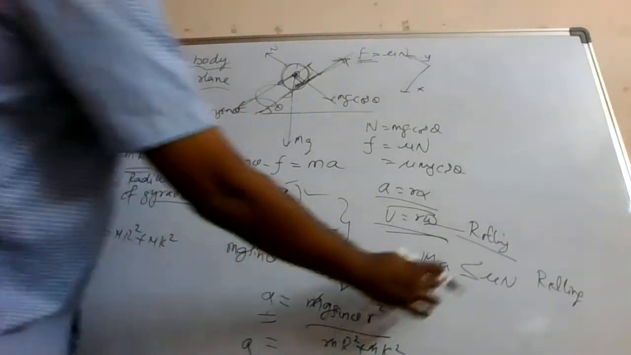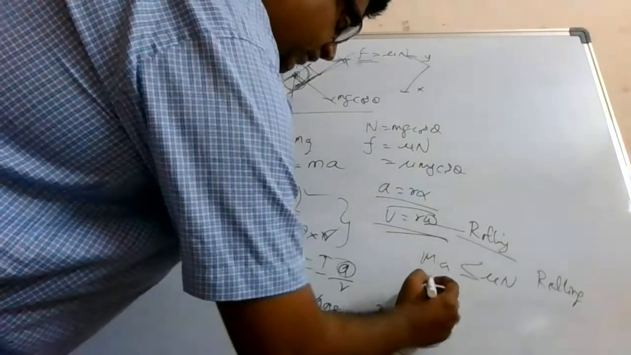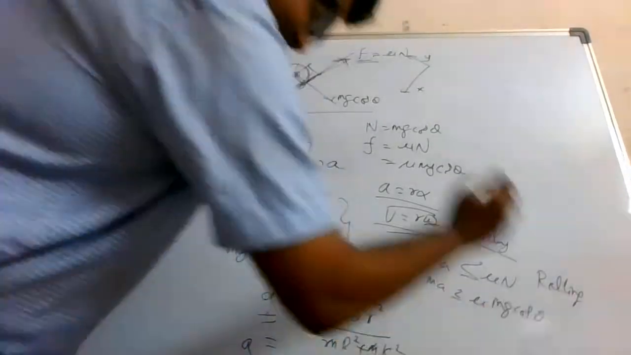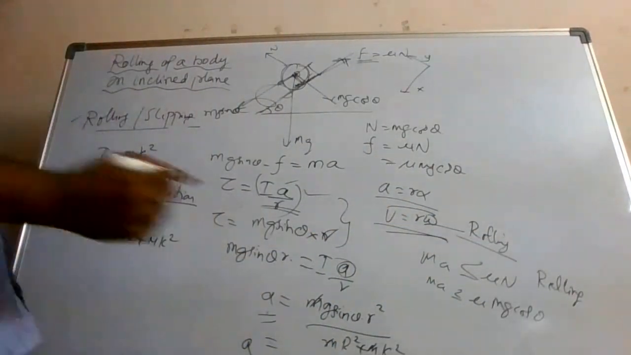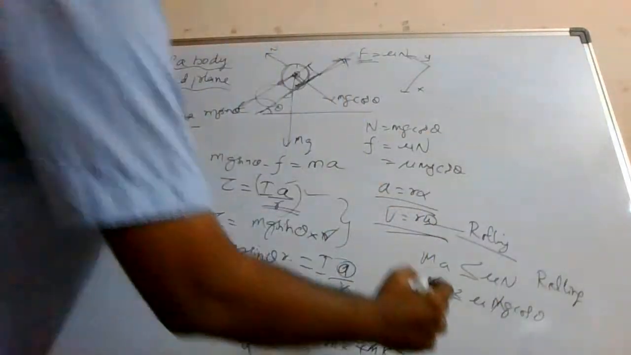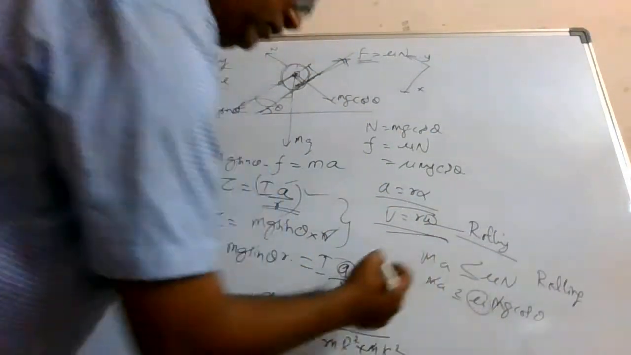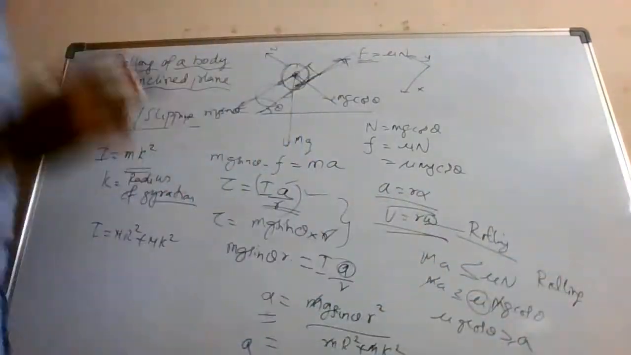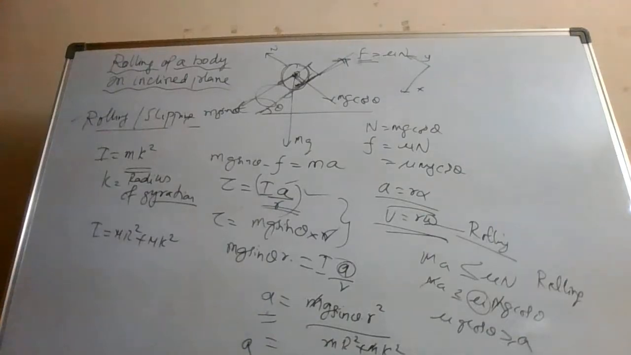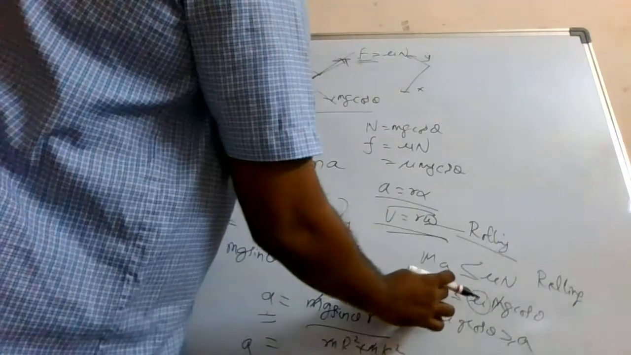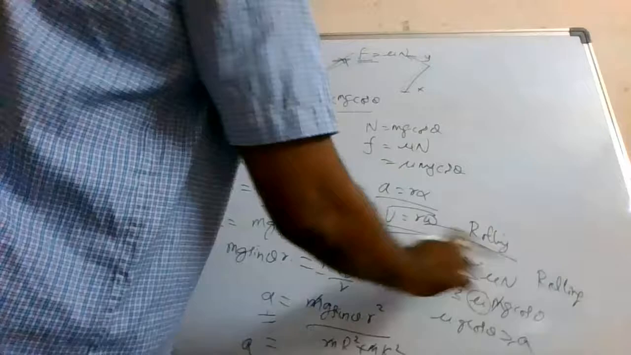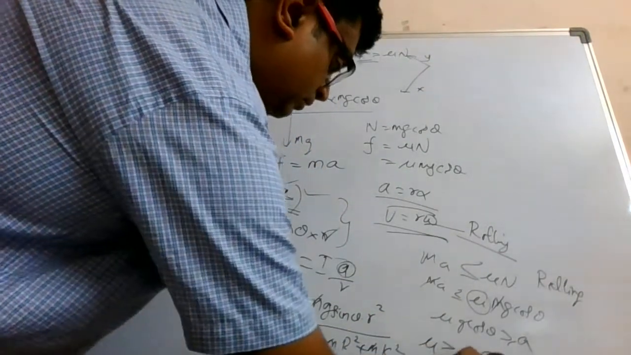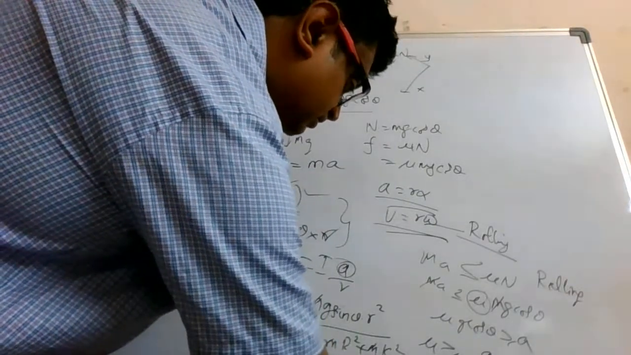So this a value we have to put over here. Here if you write ma should be less than, what is N? Mu and g cos theta. So m cancels. Here we are talking about the mu value now. So mu g cos theta should be greater than or equal to a. Just flipping it. So mu will be greater than or equal to a by g cos theta.